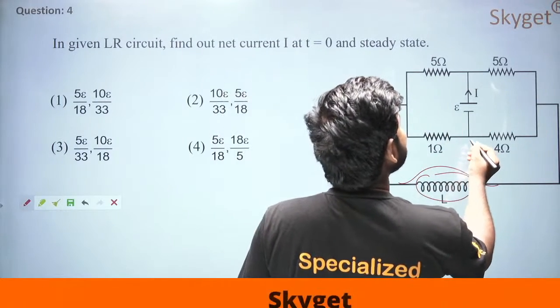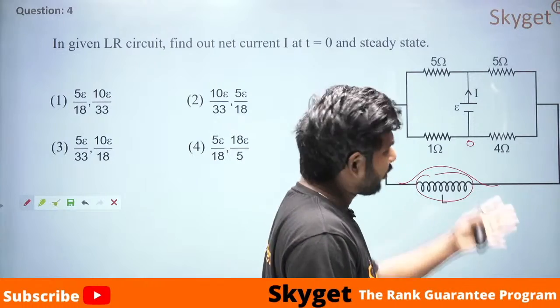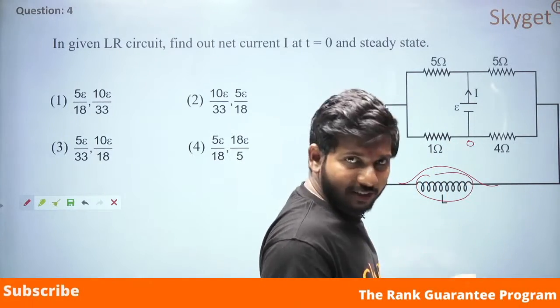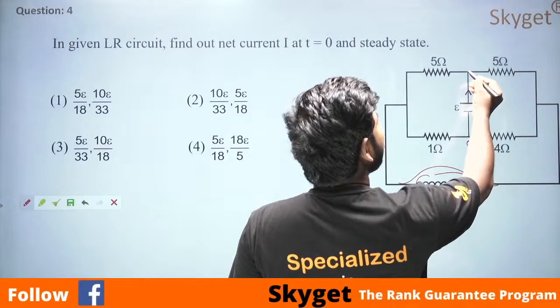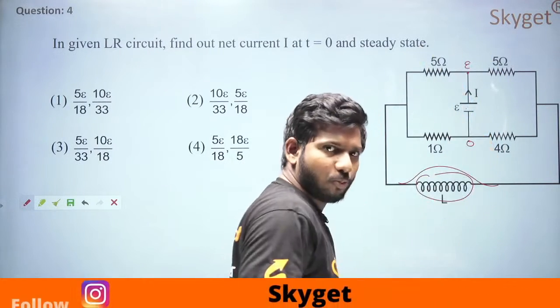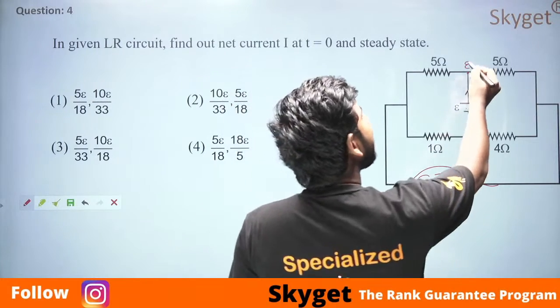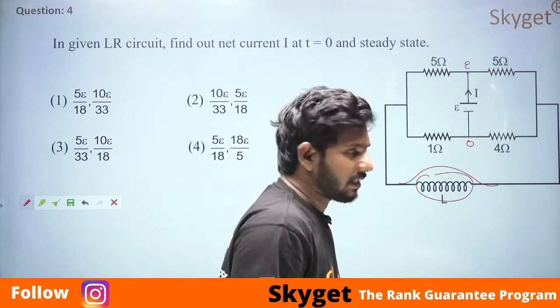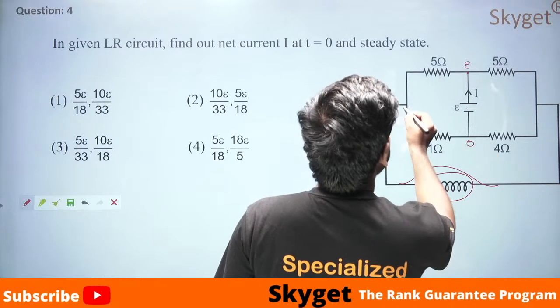So if I consider this as 0, students, why do you need to consider 0? You can consider it as 5 also, whatever you want. But if you consider it 0, there will be 0 plus E as the potential at this point. If you consider it as 5, it will be E plus 5 as the potential. I am considering this potential as V.